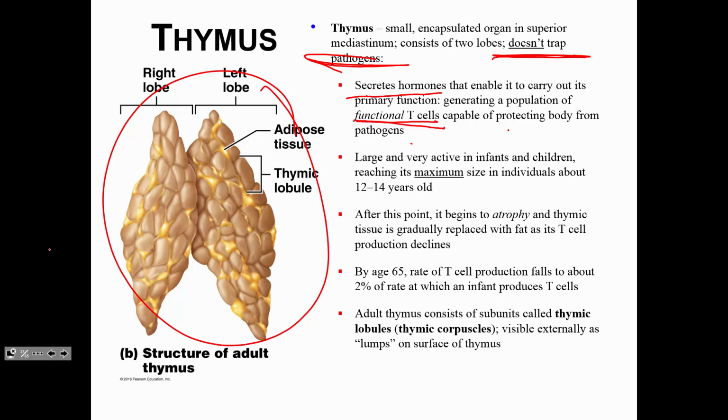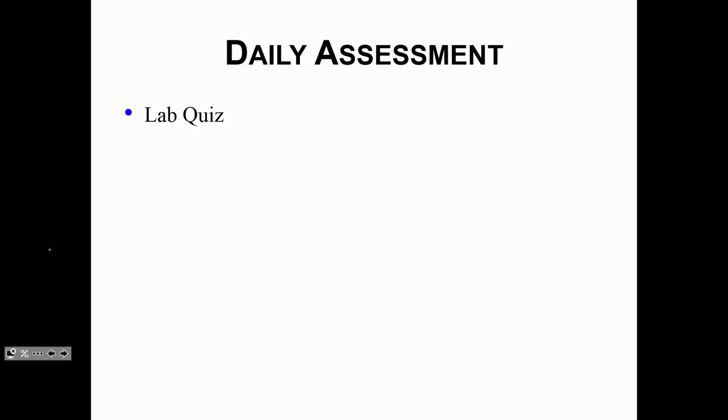The adult thymus basically has thymic lobules, which kind of look like lumps on the surface of the thymus. So it's more active in children, which again, by the time you reach adulthood, we kind of look at our immune system as pretty well built. And that's part of the reason why that thymus atrophies with age.